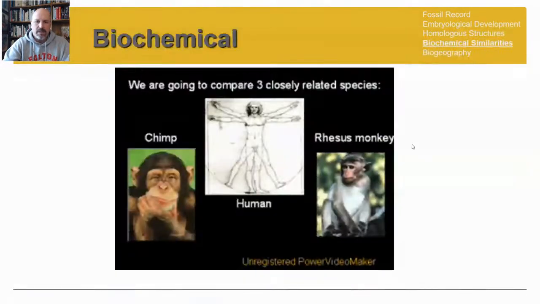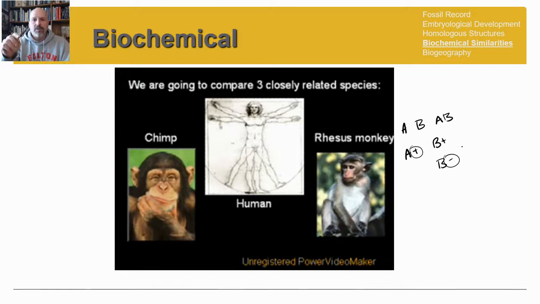I'm going to skip over this one because I'm trying to get to the good one here. Let's compare 3 types of blood: chimp blood, human blood, and rhesus monkey blood. Just as an aside, you're familiar with A, B, and AB blood, I'm sure by now. But you probably also know that there's an A positive and a B positive, or B negative. This positive and negative refers to an extra protein besides the A and B protein, and it's called an Rh factor.